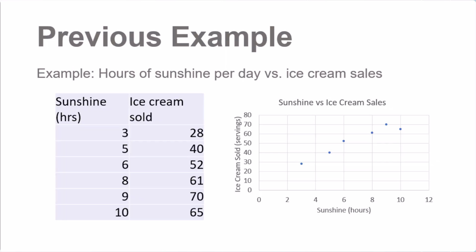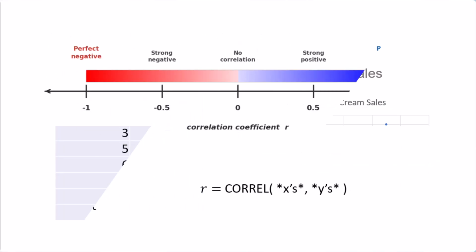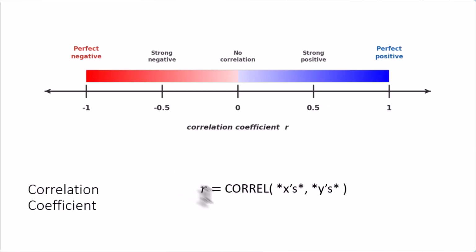And when we created the scatter plot, we saw this sort of up and to the right pattern where the dots are following roughly a line going up and to the right. This is a positive correlation or a positive association, meaning that days with more sunshine also have more ice cream sold and vice versa. So what we're looking at here is how do we measure that relationship? And we measure it with what's called the correlation coefficient, which is denoted with a lowercase r.